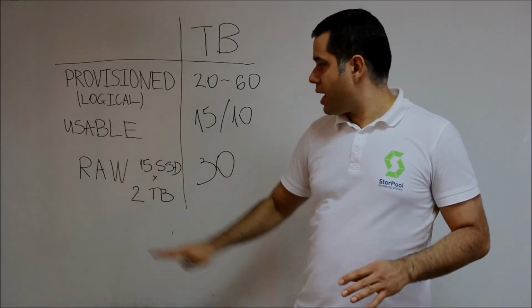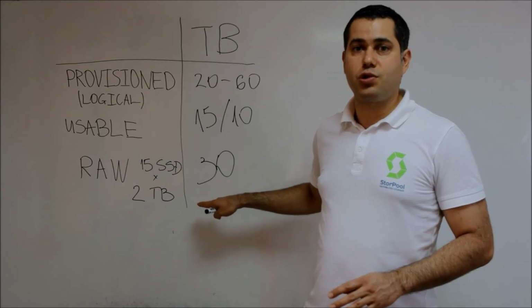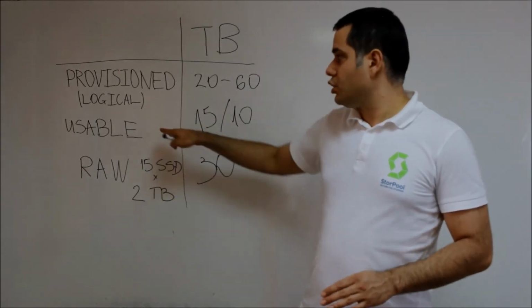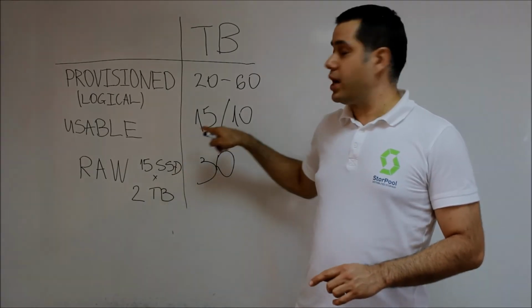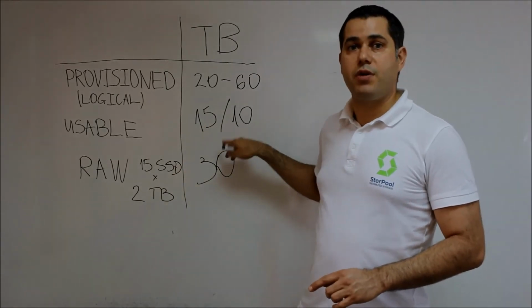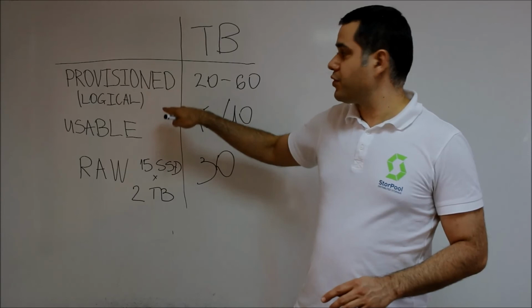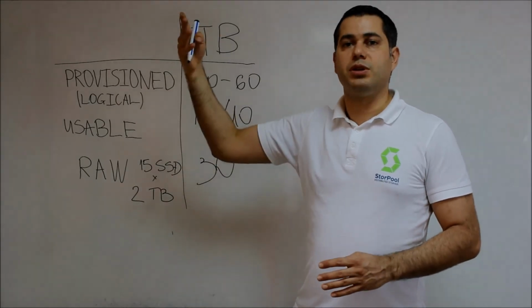And as a quick recap, raw is the capacity that's actual physical devices in the system. Usable is the capacity that is considering the redundancy scheme to guarantee the data, and provisioned or logical is the space that's actually visible in the virtual machines.